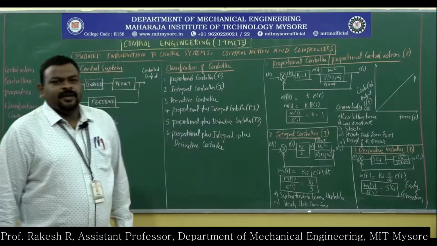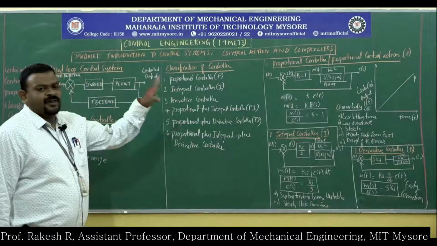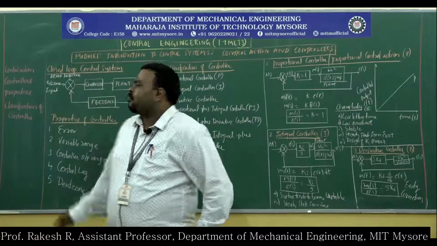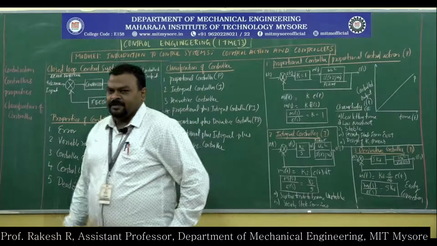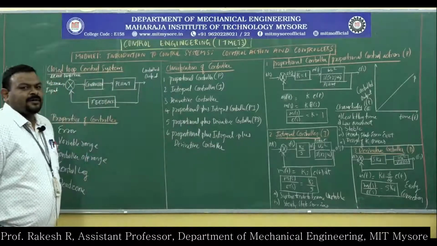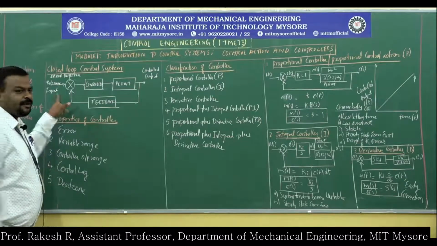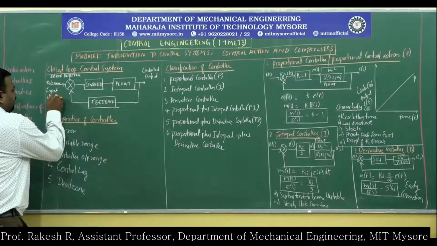In this session, I am going to tell what is control, action, and controllers. So, let us recall the basic closed loop control system diagram. In the basic closed loop control system diagram, reference input will be there. This is denoted as R of t.